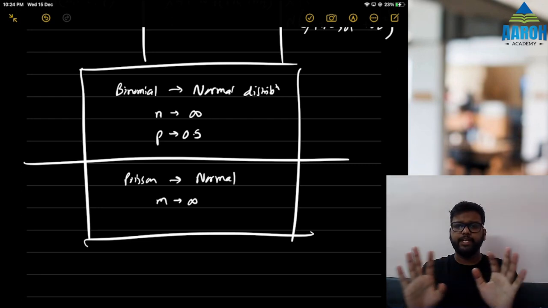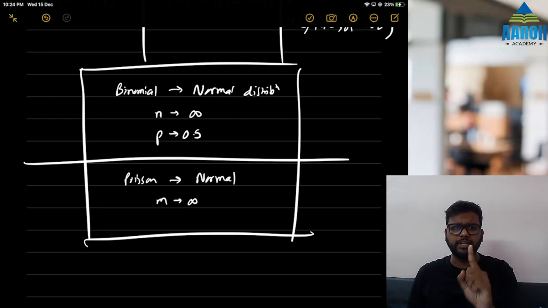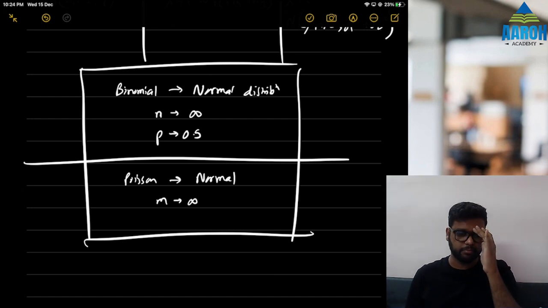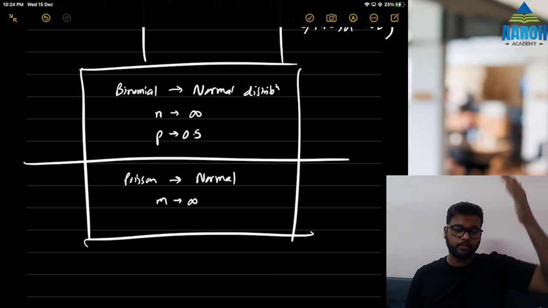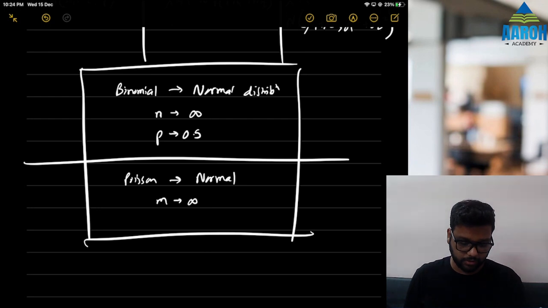If anyone has any doubt up to this point, let me know. Otherwise, only one last chapter remains for revision, which is index numbers. Before that, fitting of the binomial distribution and area under the normal curve.